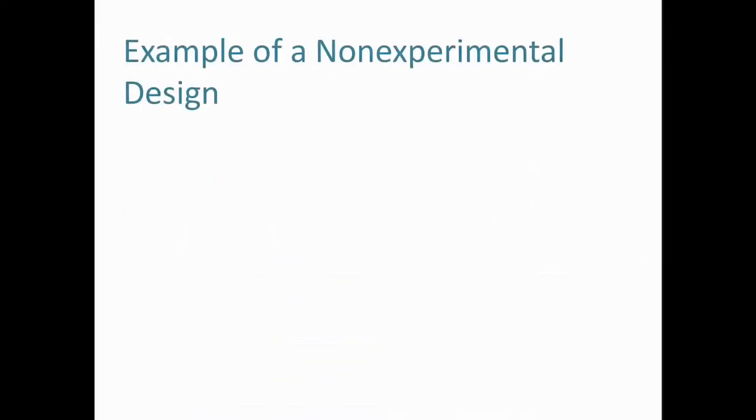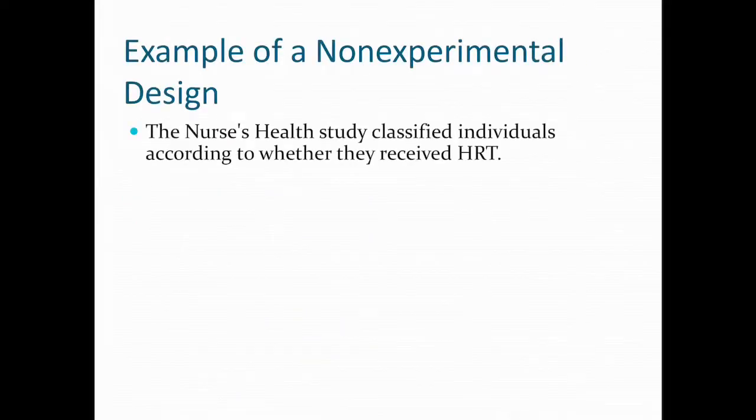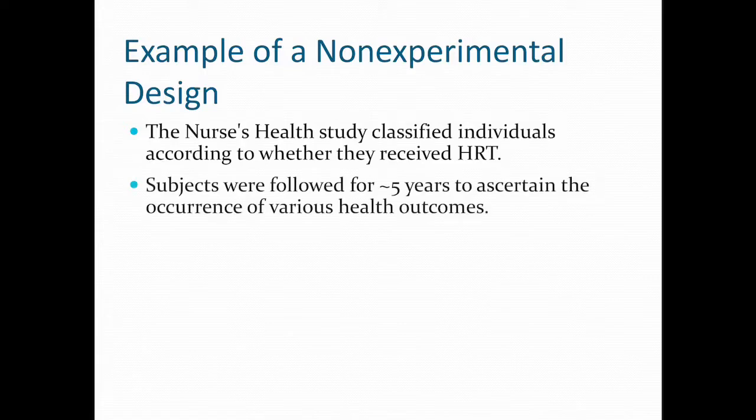In a non-experimental design, here we have the Nurses' Health Study, which classifies individuals according to whether they received HRT, right? So in this one, they're not experimenting on HRT, they're merely classifying whether the individuals received HRT. The subjects were followed for 5 years to assess the occurrence of various health outcomes. Might seem similar, but it's really based upon the classification of the explanatory variable.